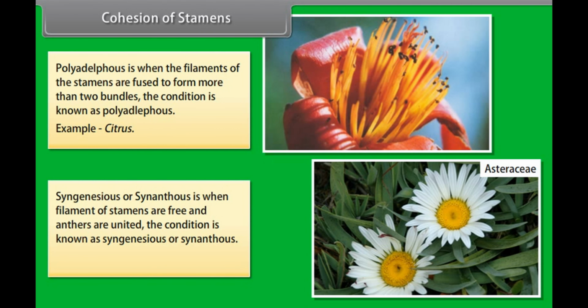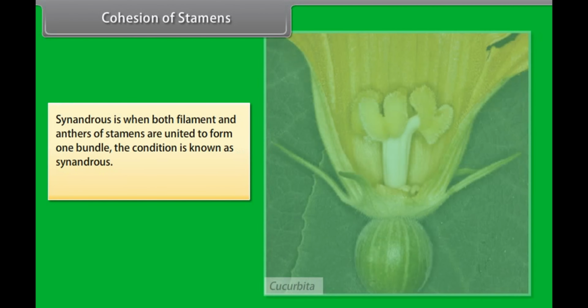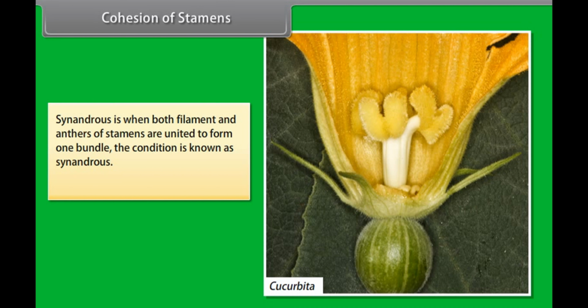Syngenesious or synantherous is when filaments of stamens are free and anthers are united. Example, Asteraceae. Synandrous is when both filaments and anthers of stamens are united to form one bundle. Example, Cucurbita.